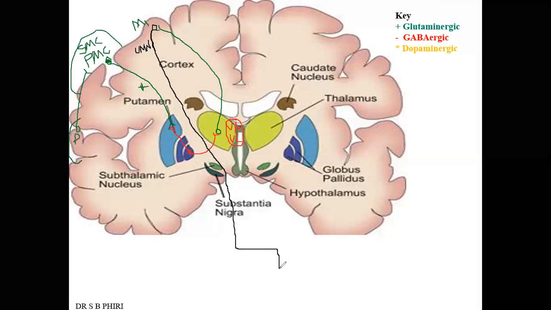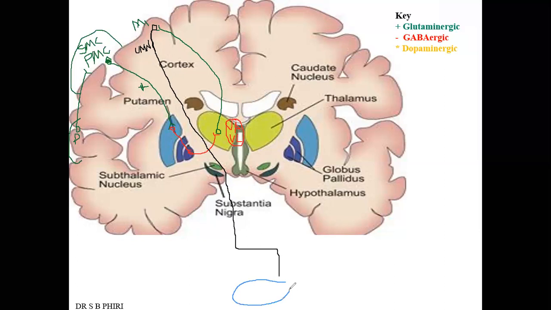Then on the contralateral side, they will descend down as the lateral corticospinal tracts. So these lateral corticospinal tracts, if we have the cross section of the spinal cord, so let's say we have the spinal cord down here.